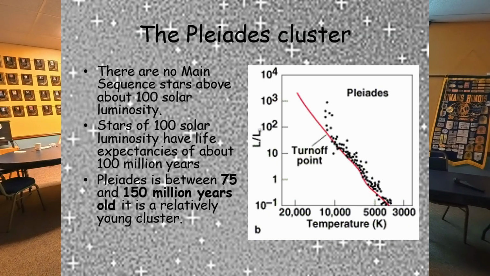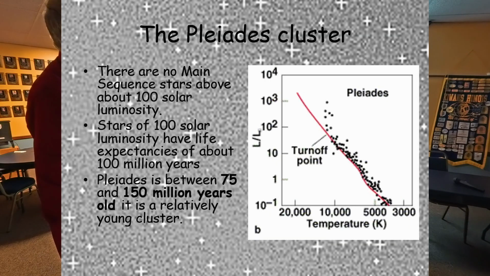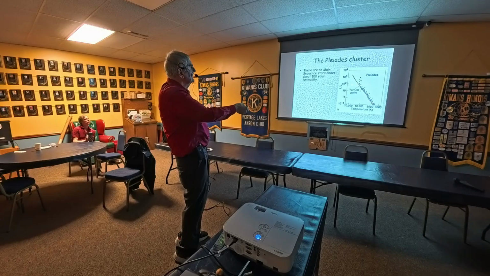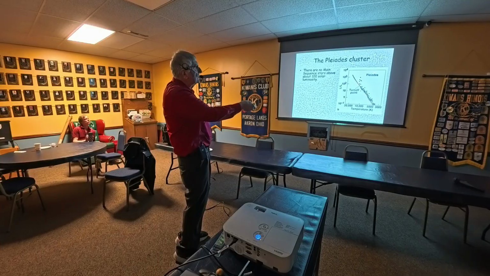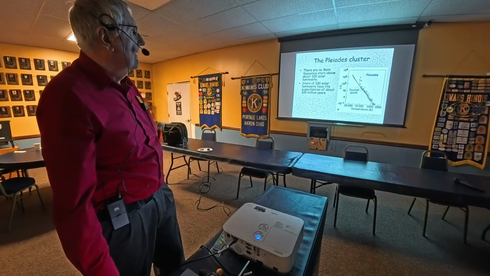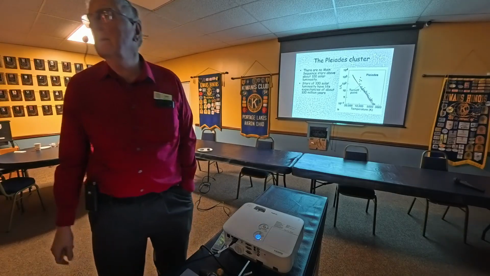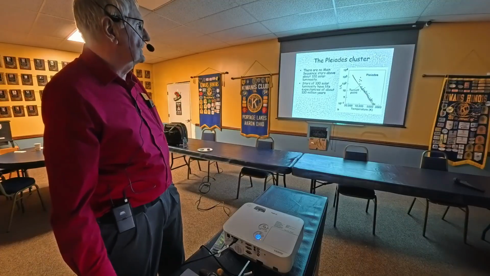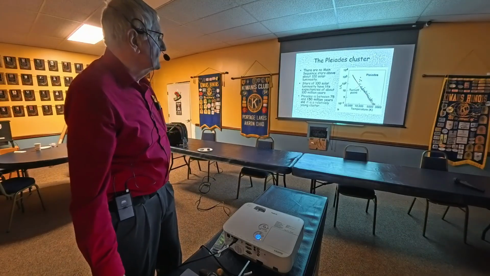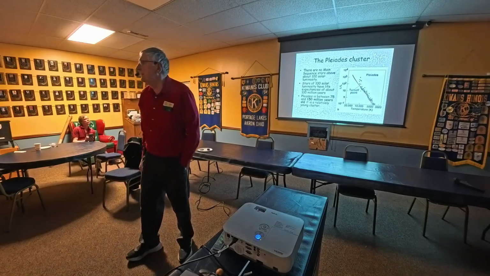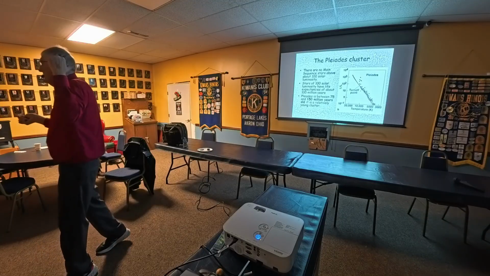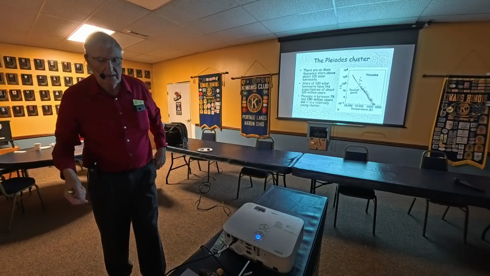You're all familiar with the Pleiades cluster. There's its HR diagram. Stars above about 100 solar luminosities have now peeled off the main sequence. So that tells us that the Pleiades cluster is about 100 million years old, because these stars live only about 100 million years. So it's between 75 and 150 million. And there are other ways we can figure out a cluster's age, but this is the first approximation. And it's actually a pretty good one.